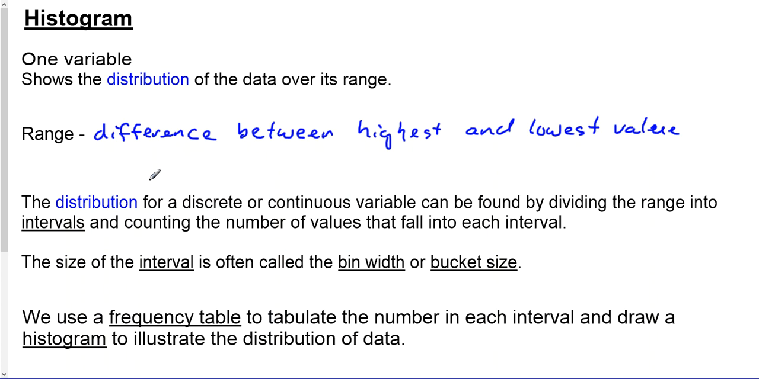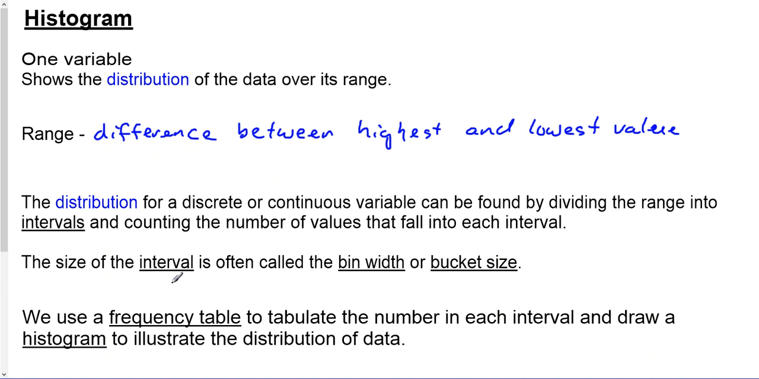We find the distribution for a discrete or a continuous variable by dividing that range into intervals. Then we count how many data points, or the number of values from that variable, fall into each one of these intervals. The size that we set for each of these intervals is sometimes called the bin width, sometimes the bucket size, sometimes the interval width.